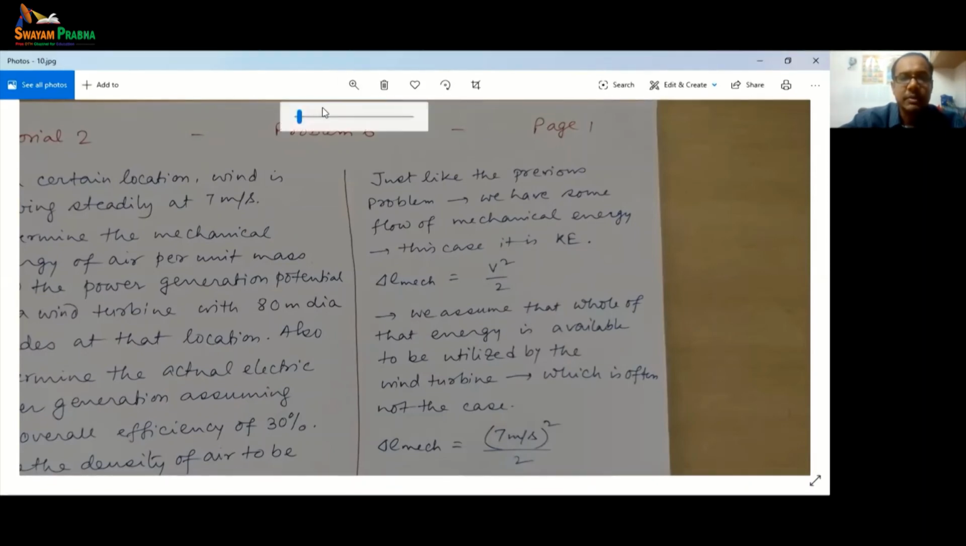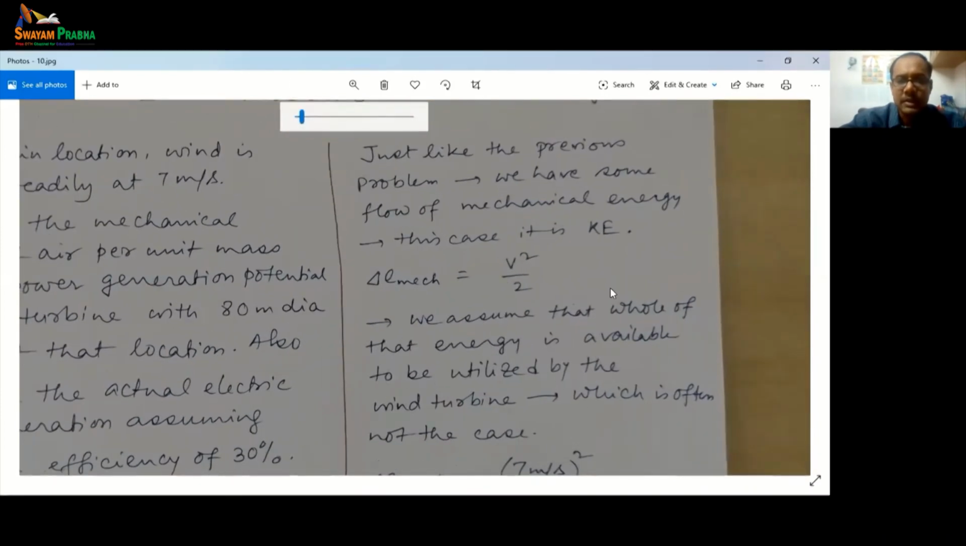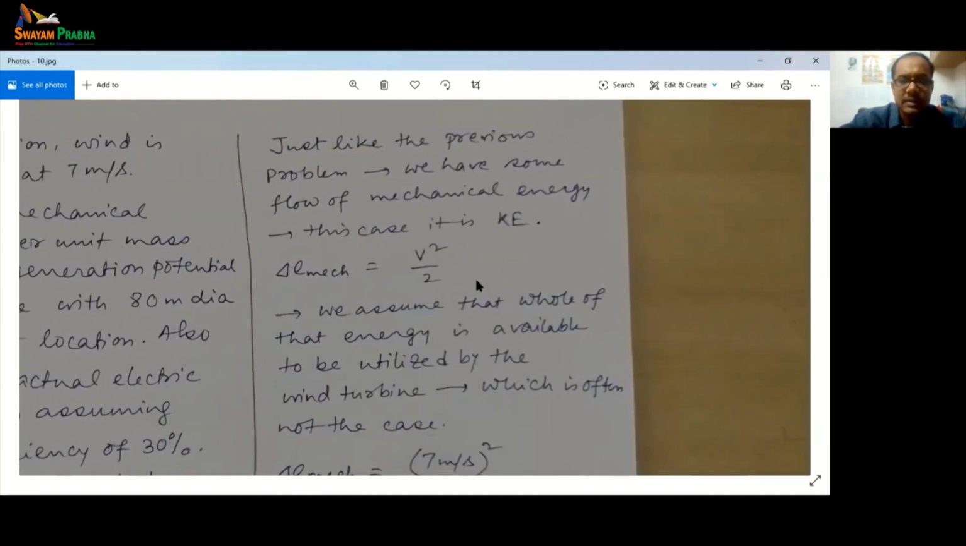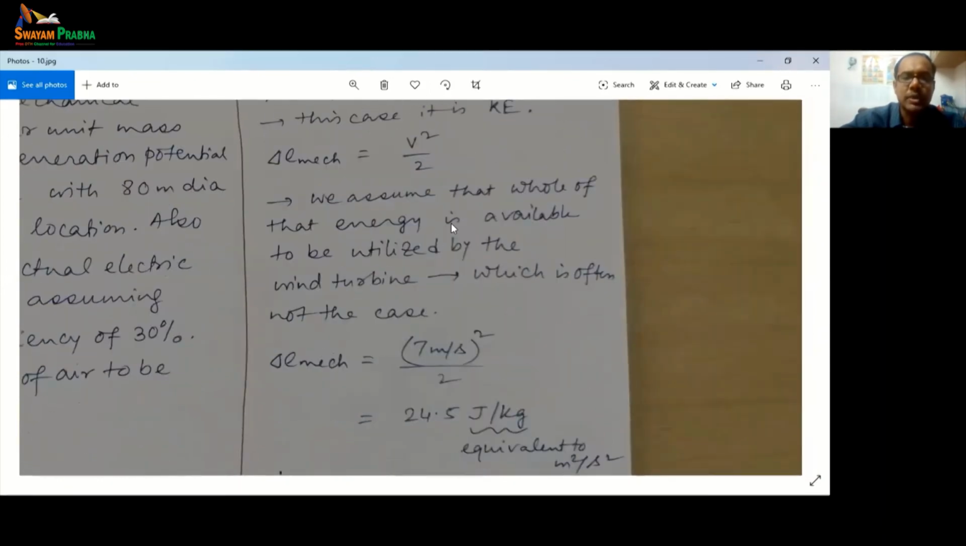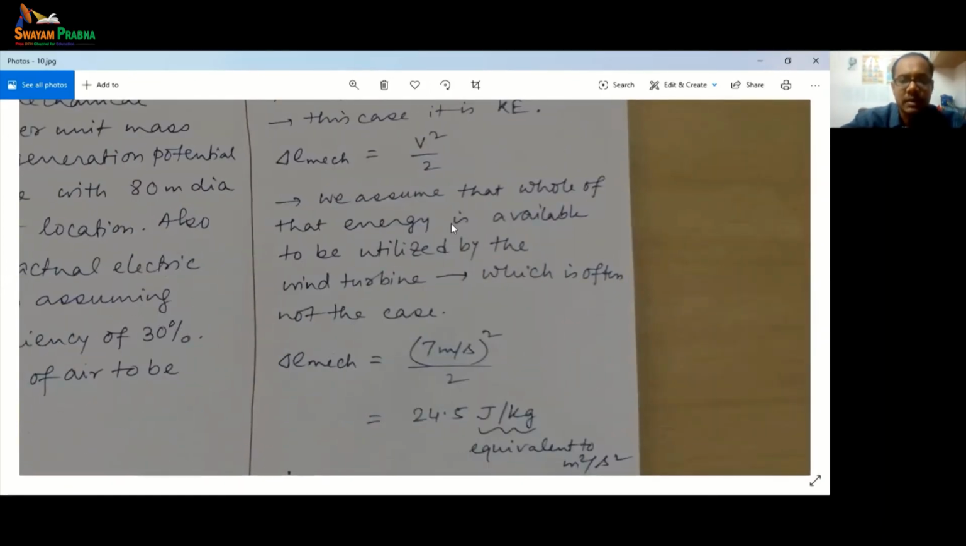Just like the previous problem, we have some flow of mechanical energy, and in this case it is kinetic energy, and per unit mass the mechanical energy of the flow is just V square divided by 2. That is the kinetic energy expression. And here we assume that the whole of the energy is available to be utilized by the wind turbine.